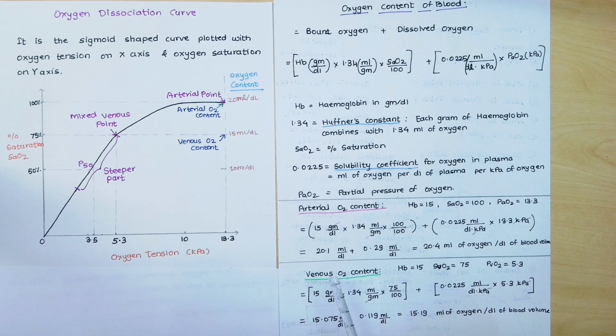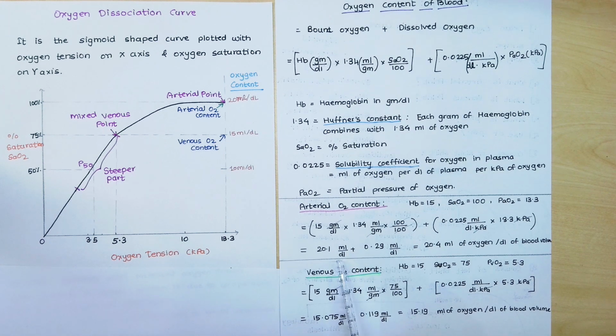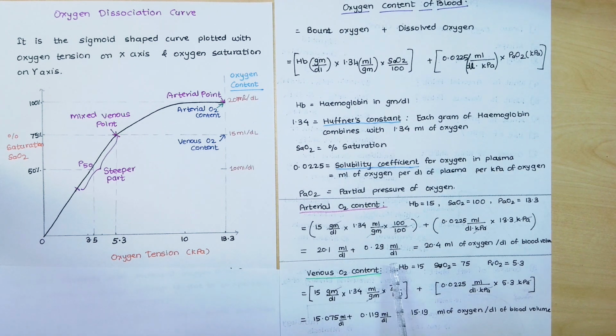The amount of oxygen bound to the hemoglobin comes as 20.1 mL per deciliter. The amount of oxygen dissolved in plasma comes as 0.29 mL per deciliter. And the total oxygen content of the arterial blood comes as 20.4 mL of oxygen per deciliter of blood volume.